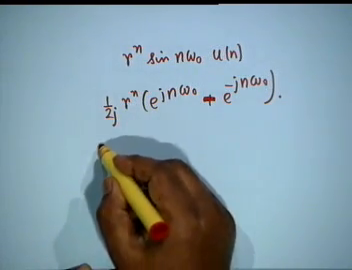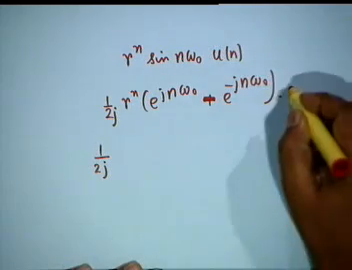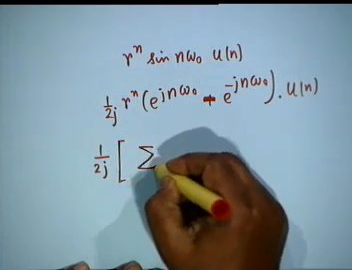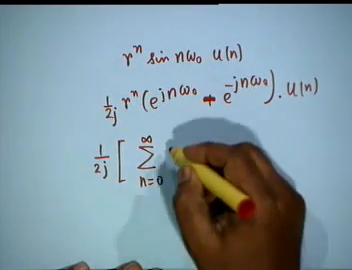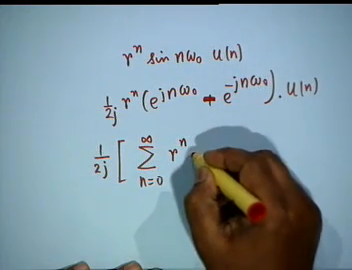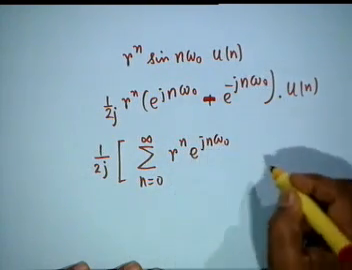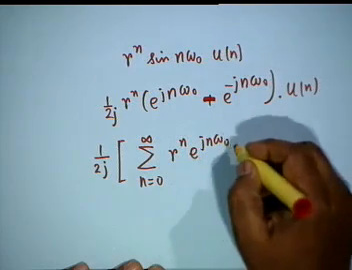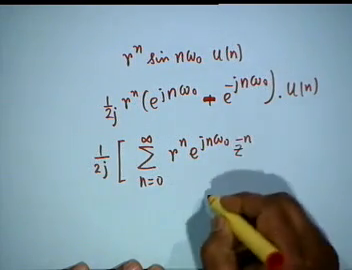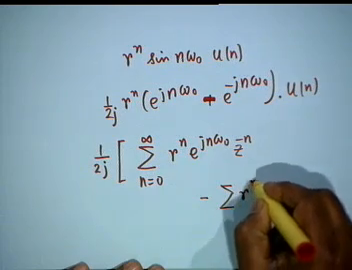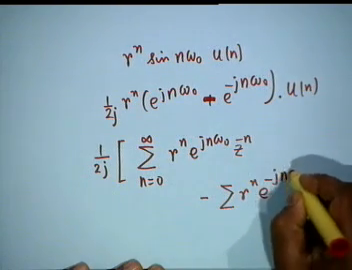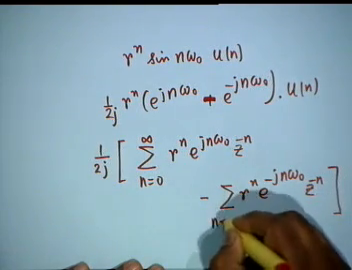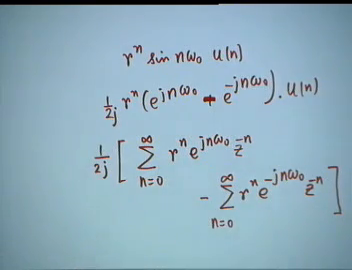So its Z transform would be 1 over 2 j, correct, 1 over 2 j summation n equal to 0 to infinity r to the power n e to the power j n omega 0 z to the minus n minus summation r to the power n e to the minus j n omega 0 z to the minus n, n equal to 0 to infinity. We can calculate this ab initio.